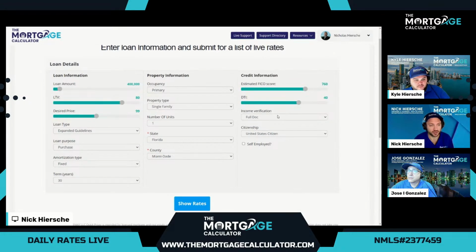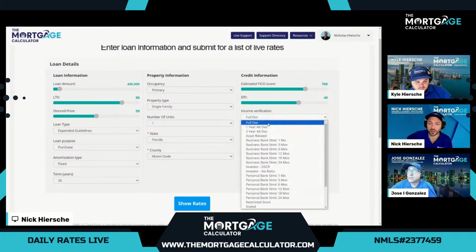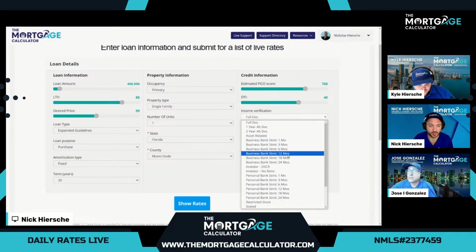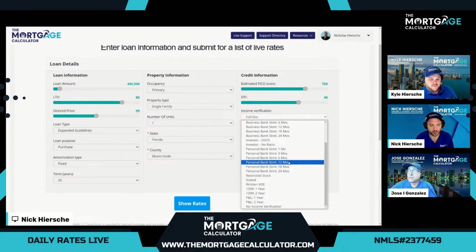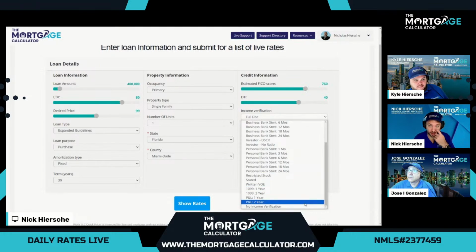Let me scroll down here. So full docs, what we use for FHA and conventional, that's 2 years of tax returns. So typically we'll select a non-QM option in order to solve our borrower's problem by using alternatives such as asset related, business bank statements. Our investor programs are only for investment properties. We'll talk about that shortly. Personal bank statement 12-month, definitely the most popular program for a primary home. We have RSU, stated, VOE, 1099, P&L, and no income CDFI loans as well.